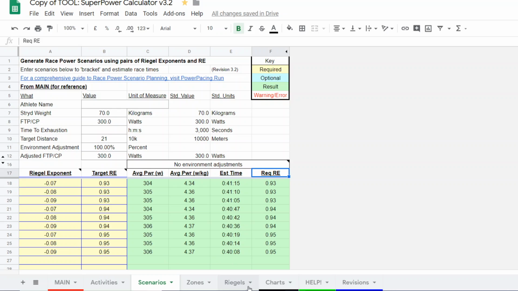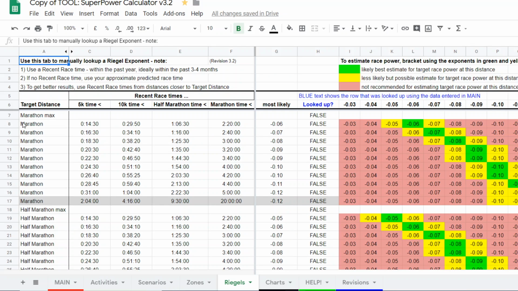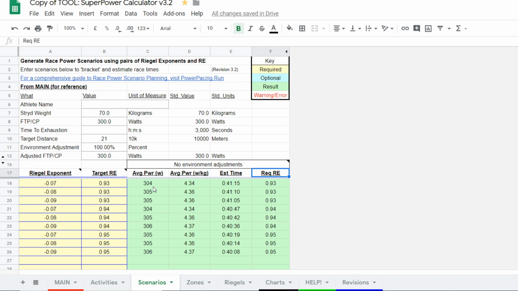Now we have Riegel exponent suggestions here. So we'll give you your most likely and then less likely but possible. So feel free to bracket those to sort of see what your scenario comes out. But those brackets, at least at the 10K level, is not going to result in that much of a spread.